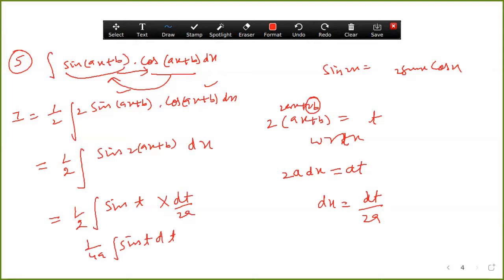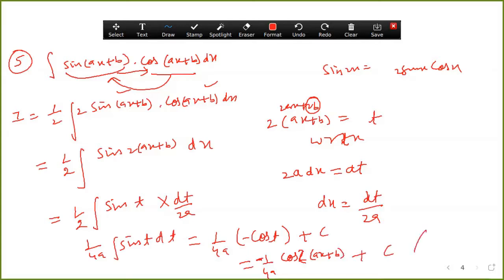What is the integration of sin t? That is minus cos t. It means 1 upon 4a into minus cos t plus constant. Put the value of t here now: minus 1 upon 4a cos of t, that is, first write down 2(ax+b), plus constant. This is the answer. This is question number 5.